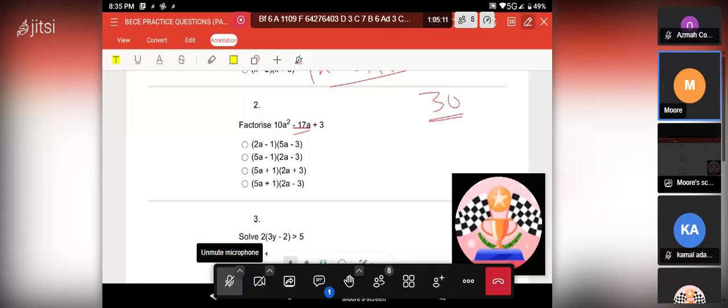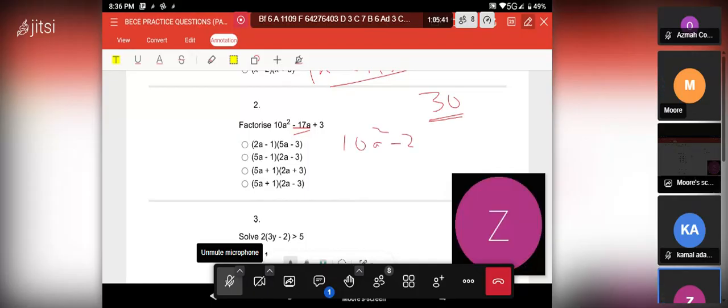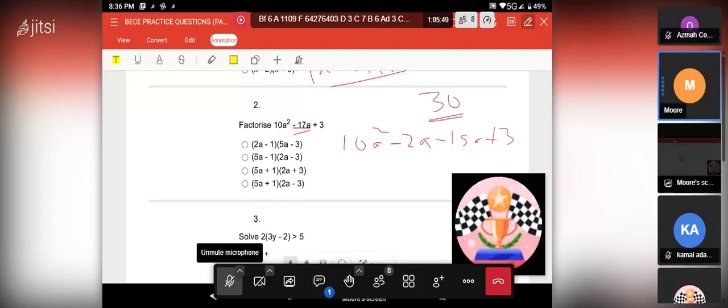2 and 15 will give us 30. But the one that will give us minus 17 when we add the two of them together is going to be minus 2 and minus 15. So those numbers will replace this 17, and your new expression will become 10a squared minus 2a minus 15a plus 3. Now it has become 4 terms.